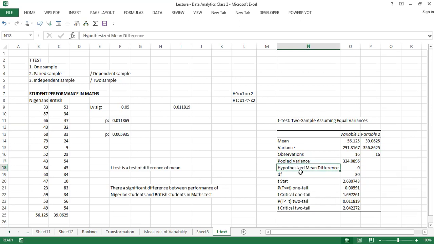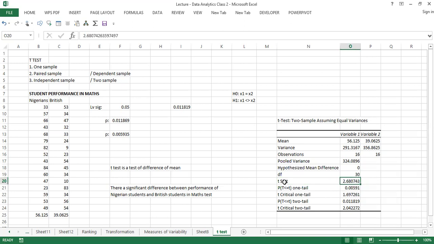Then it gives us the hypothesized mean difference, which I've already explained. It gives us the degree of freedom. Degree of freedom is what? 16 minus 1 plus 16 minus 1. That's 15 plus 15, which is 30. It also gives us the t statistics. This is the t value itself.